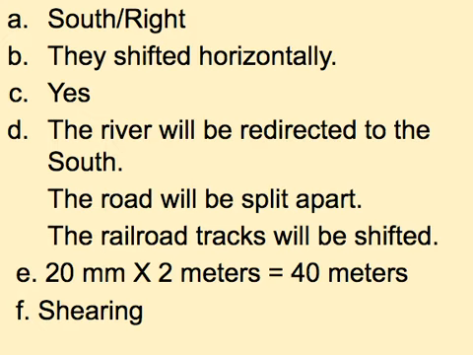So what likely happened to the river, the road, and railroad tracks? Again, the river is going to be redirected. You can get some flooding. The roads can be split apart. The railroad tracks will be shifted.